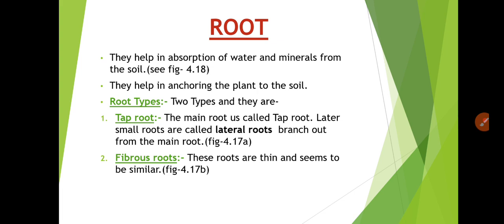What do you mean by root types? There are two types of root, and they are taproot and fibrous root. So what do you mean by taproot? The main root is called taproot. Later, small roots called lateral roots branch out from this main root. What are fibrous roots? These roots are thin and seem to be similar in size, as we can see in the diagram.